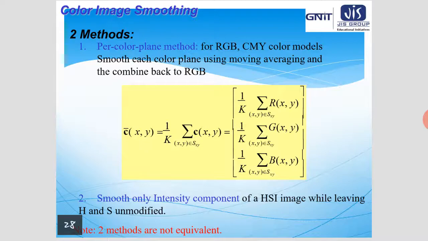For the second one, smooth only the intensity component of an HSI image while leaving H and S unmodified, but the intensity can be changed. So these two methods are not equivalent. You have to keep that in mind, and the formulations of these methods have also been given here.